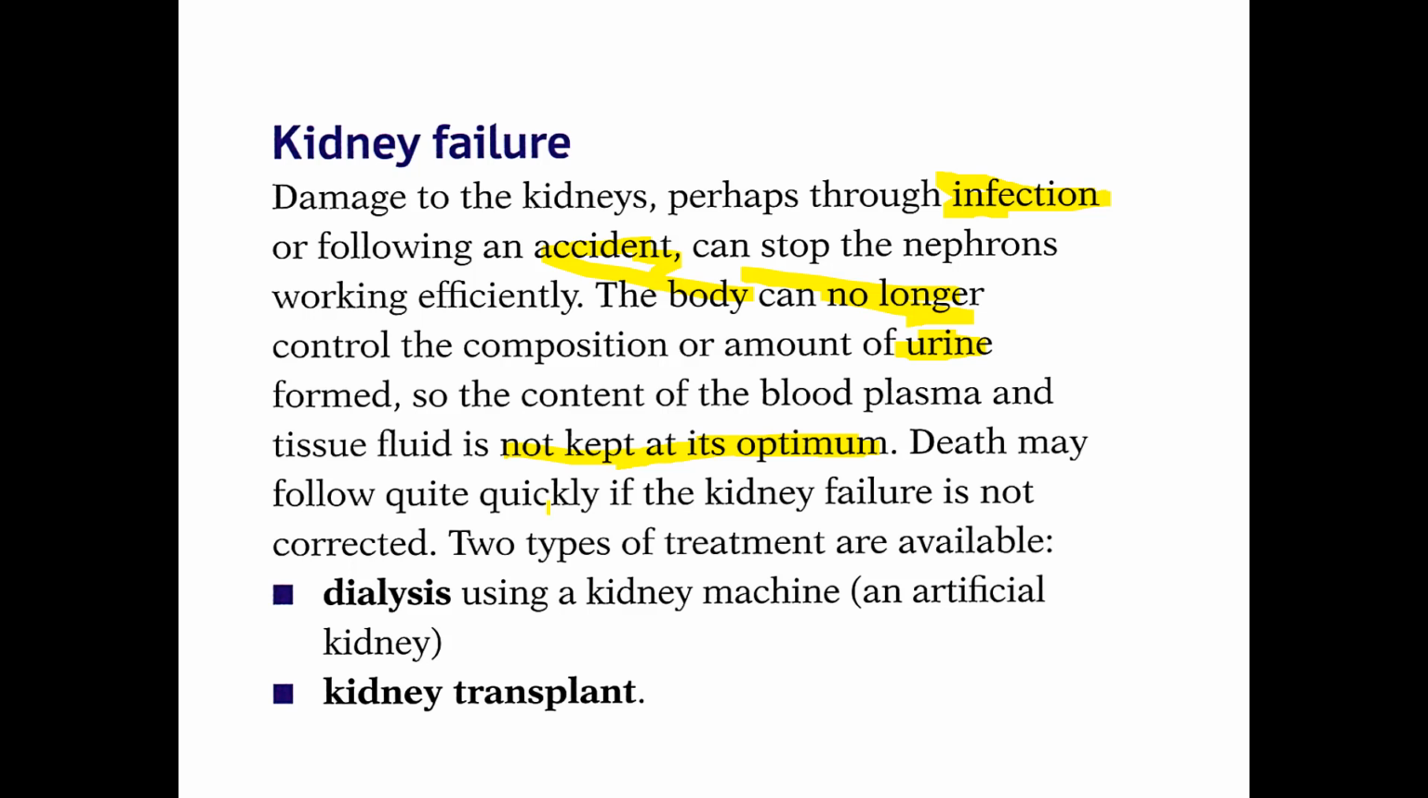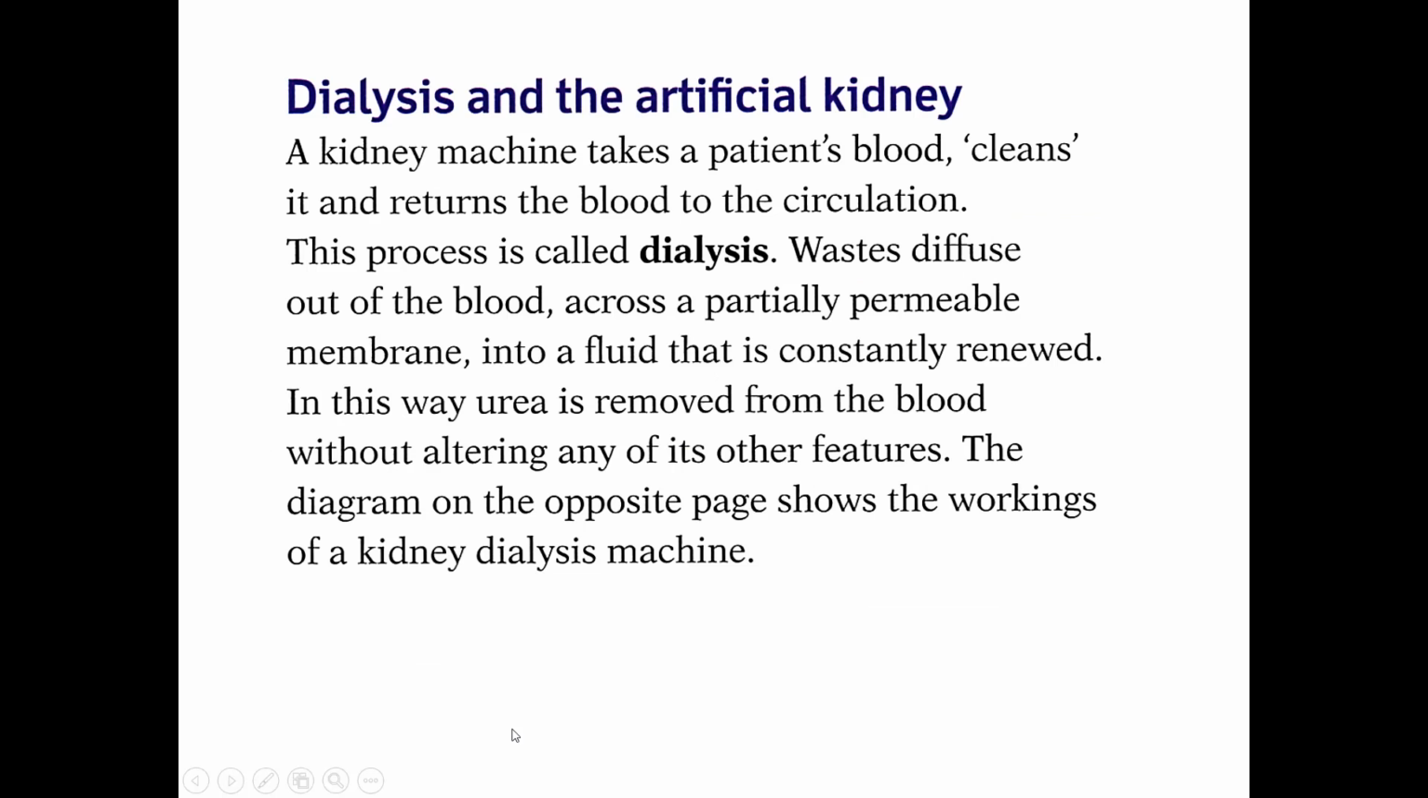What are the possible ways to solve this problem? Two types of treatment are available. The first one we call dialysis, and the second is kidney transplant. In the first one, dialysis, we use a kidney machine, an artificial kidney. The second one is kidney transplant. We will see how each of these ways works. Dialysis and the artificial kidney.